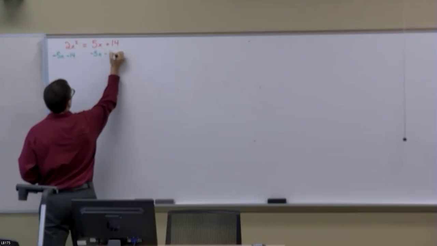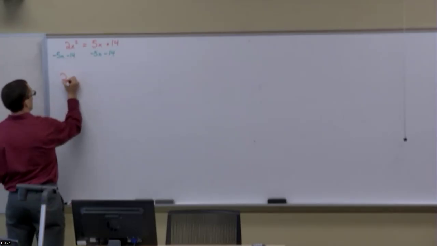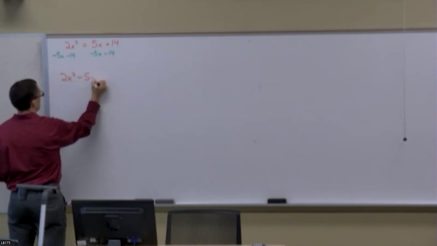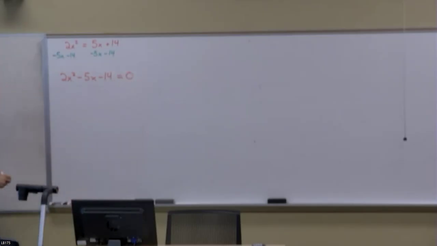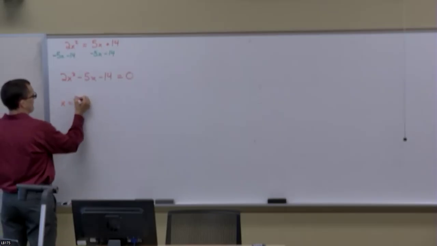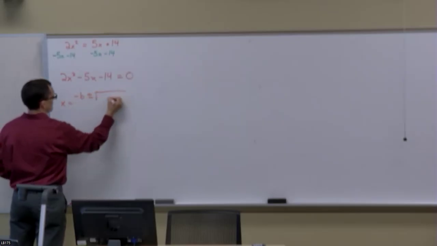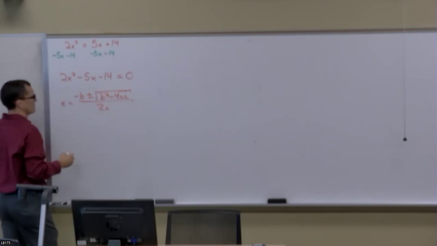All right, I'm going to go through this problem. The first step that we have to do is get one side equal to 0. So we have 2x squared minus 5x minus 14 set equal to 0 if I get rid of the 5x and the 14 on the right-hand side. Now I'll use that quadratic formula, opposite of b plus or minus the square root, b squared minus 4ac all over 2a. I probably won't write that down every time, but for right now I will.